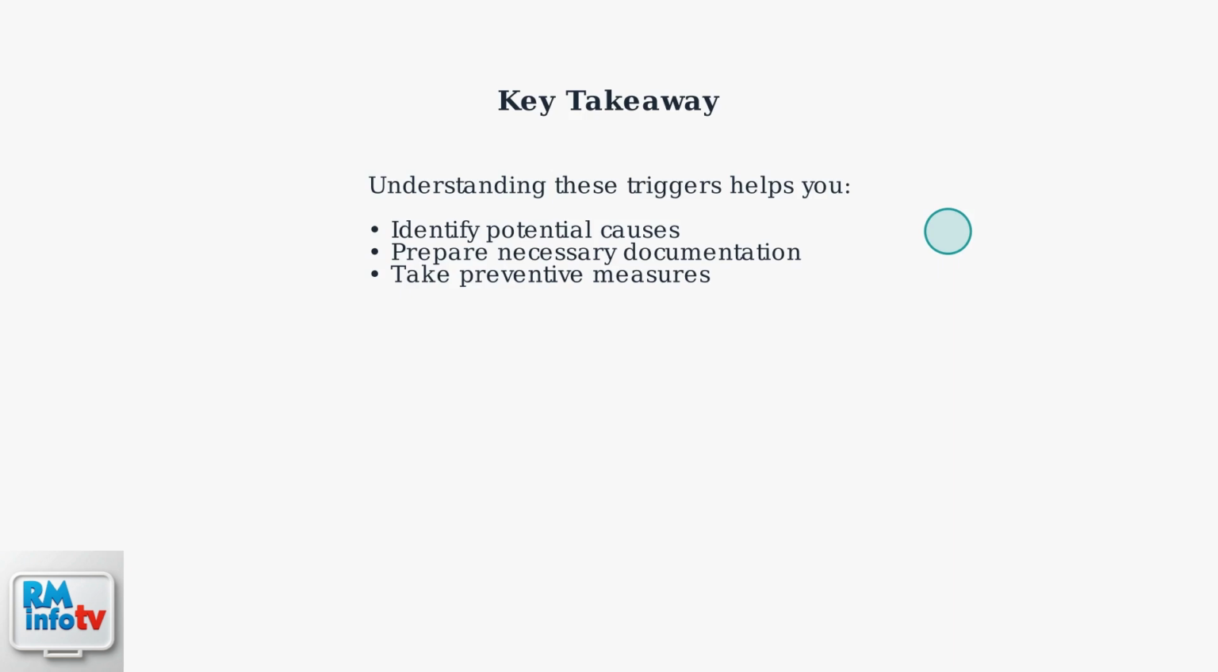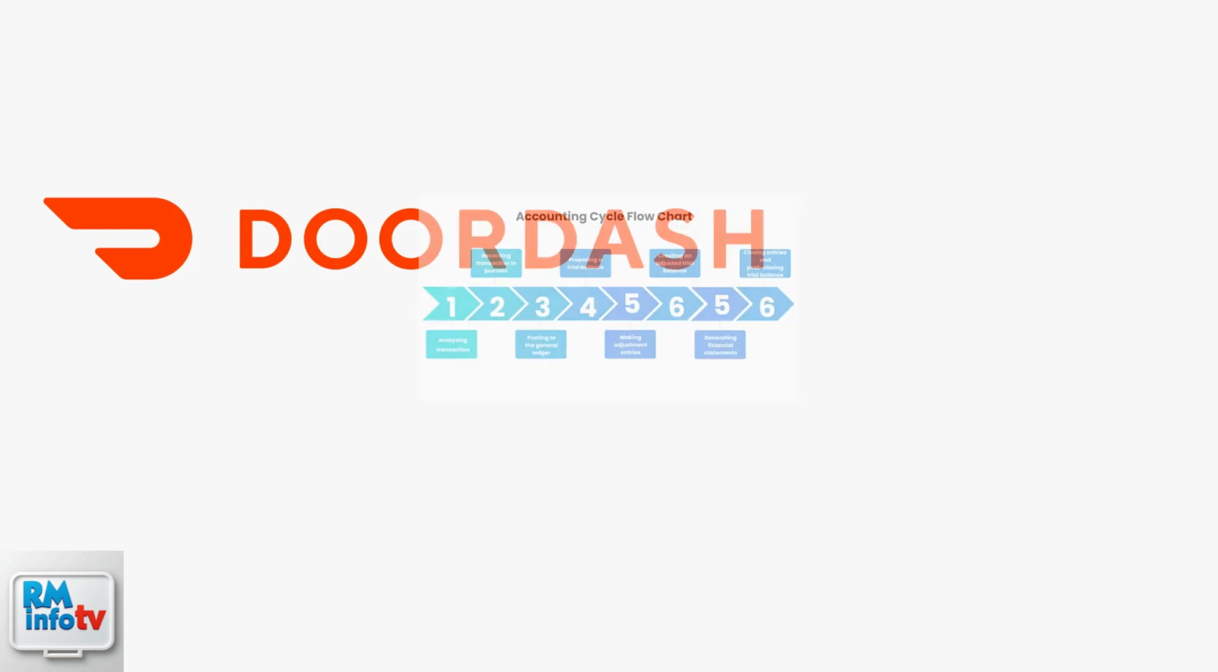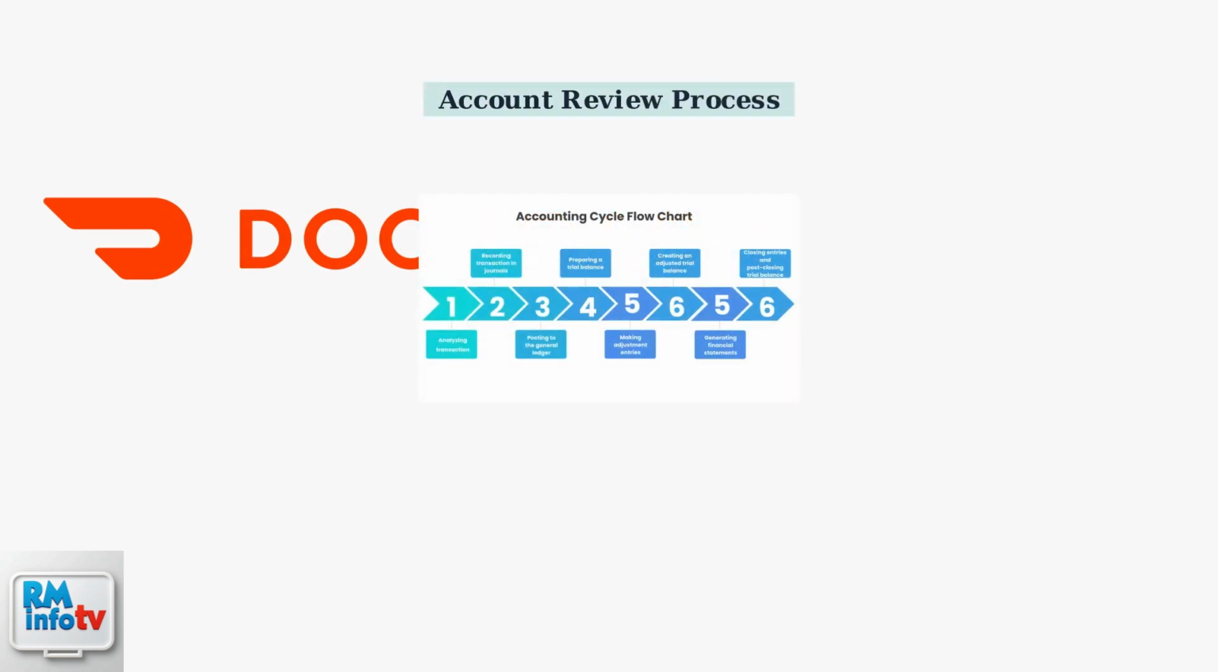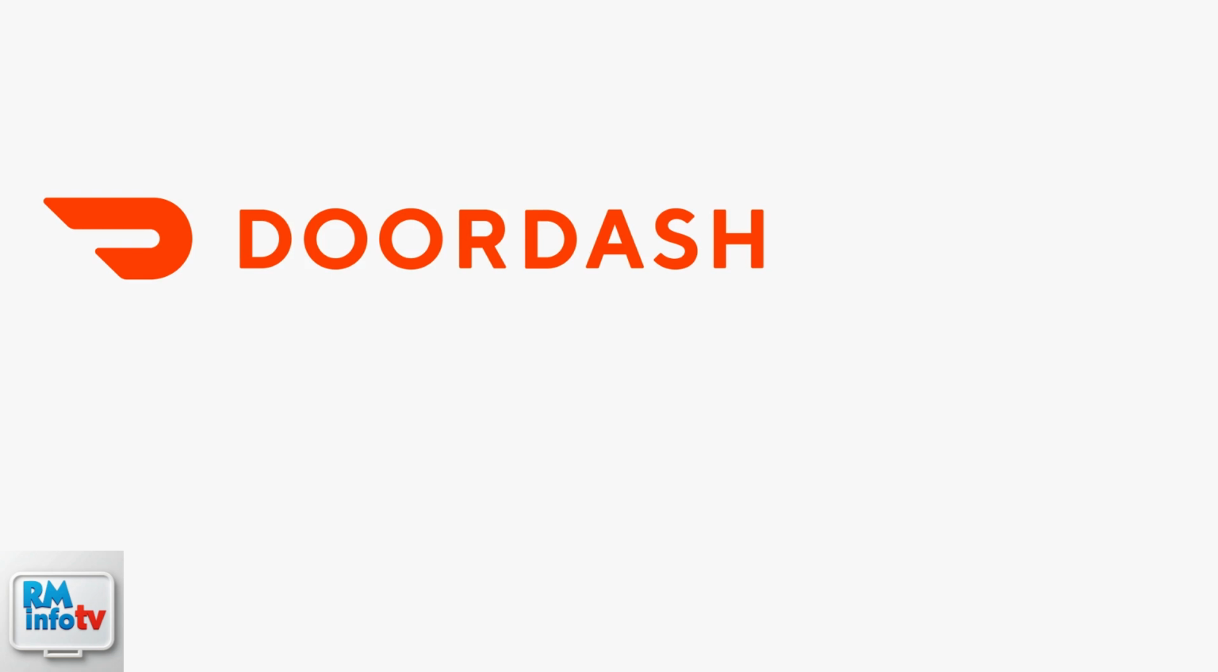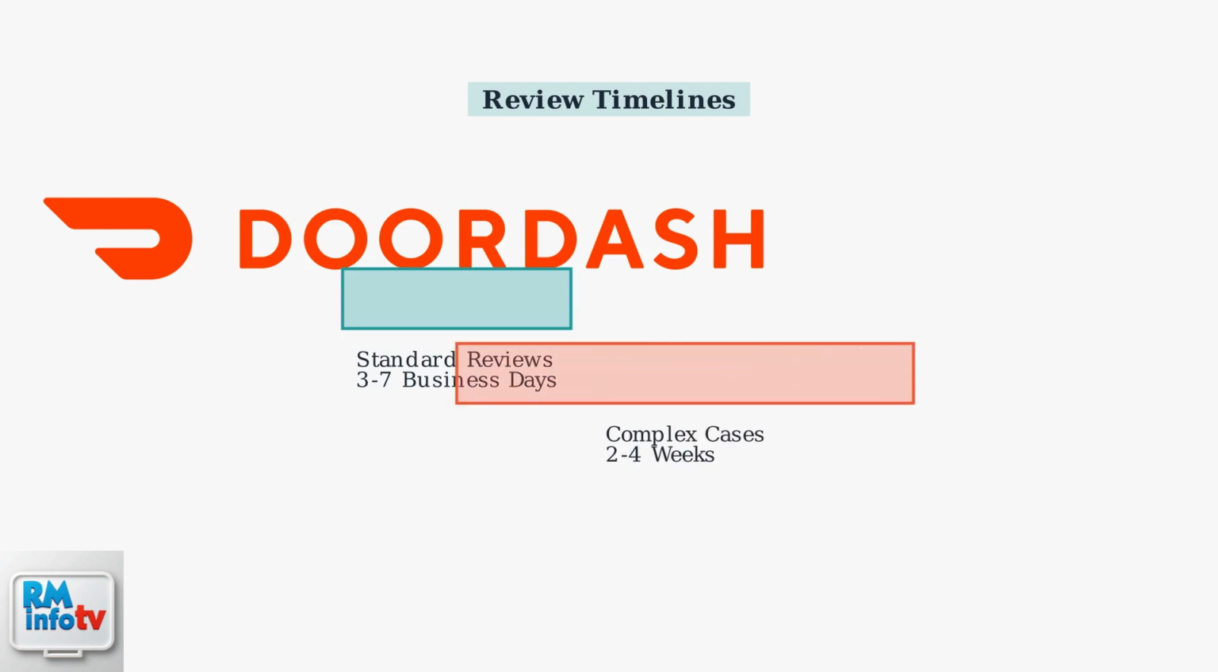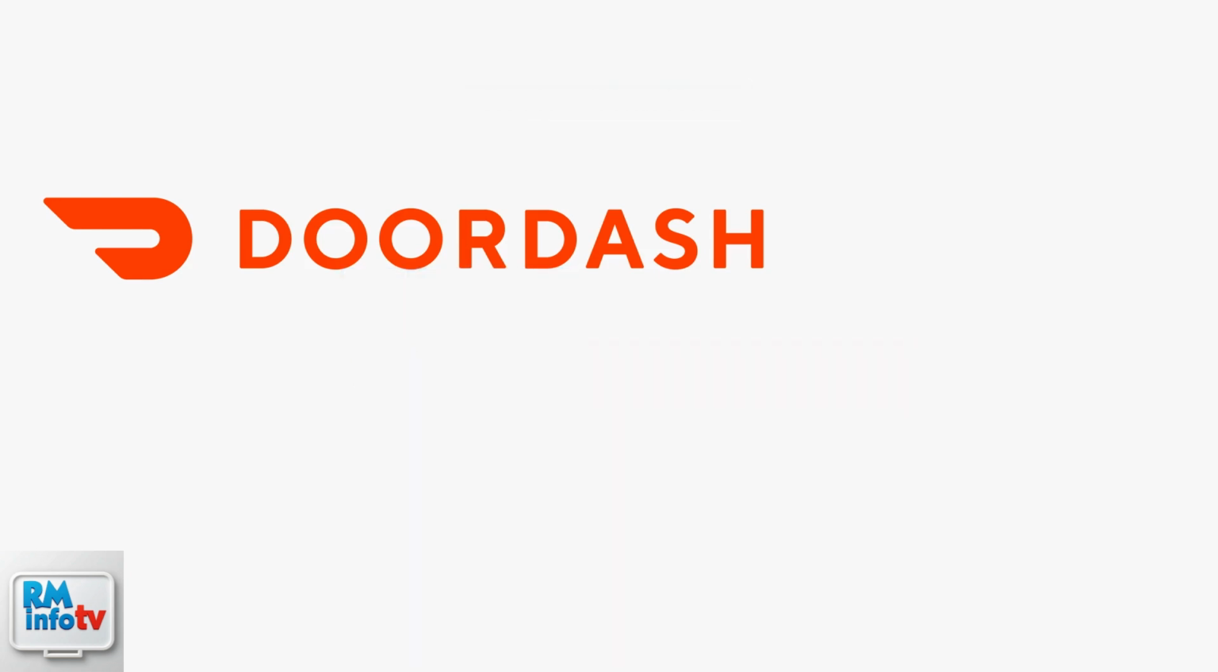for the review process. DoorDash uses a multi-tier review system to evaluate locked accounts. Understanding this process helps you navigate it more effectively. Review timelines vary significantly based on case complexity. Standard reviews take 3 to 7 business days, while complex cases can extend to 2 to 4 weeks.